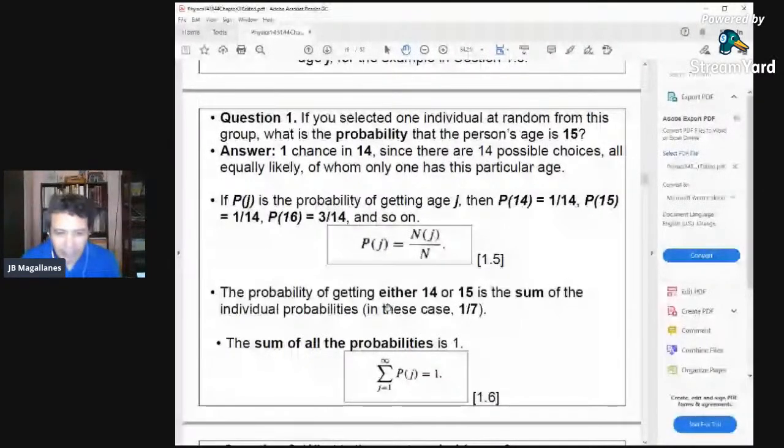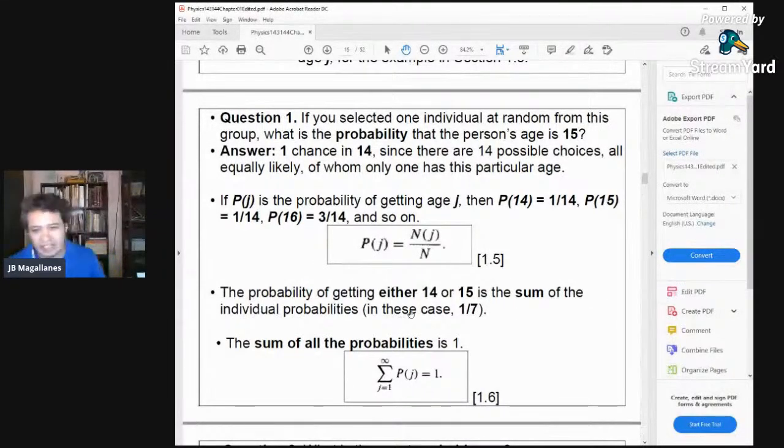Now, the probability of getting either 14 or 15 is the sum of the individual probabilities. In this case, this is 1 over 14, and this is 1 over 14. So the total probability would be the sum, 1 over 14 plus 1 over 14. So you will have 1 over 7 as a probability.